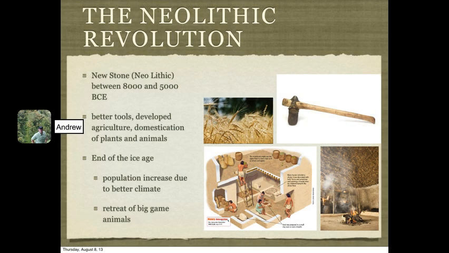All right, the Neolithic Revolution, or the New Stone Age, between 8,000 and 5,000 BCE. This time period is going to be characterized by man becoming more sedentary, settling down due to a group of factors, namely better tools, agriculture, domestication of animals, all the stuff it says listed right there. Better tools is a good place to start.